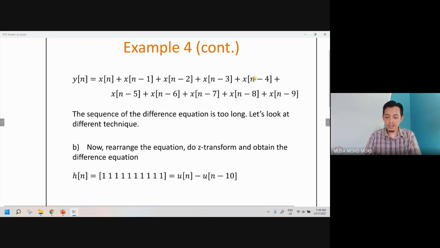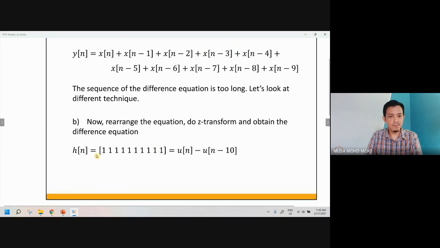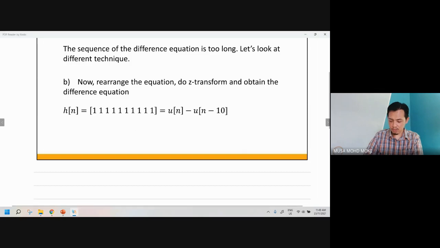One way of doing it is to rearrange the equation, do Z transform, and obtain the difference equation. So actually we can manipulate the equation. Look carefully. This is actually 1, 1, 1, 1, 1, 1, 1. So this is actually UN minus UN minus 10. How is that? This is UN from 0 and then 1 and then 2, up to, let's say, 9 here.